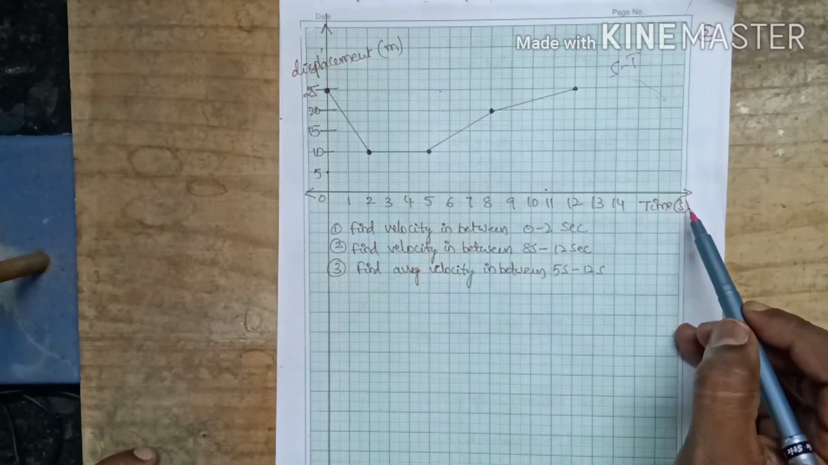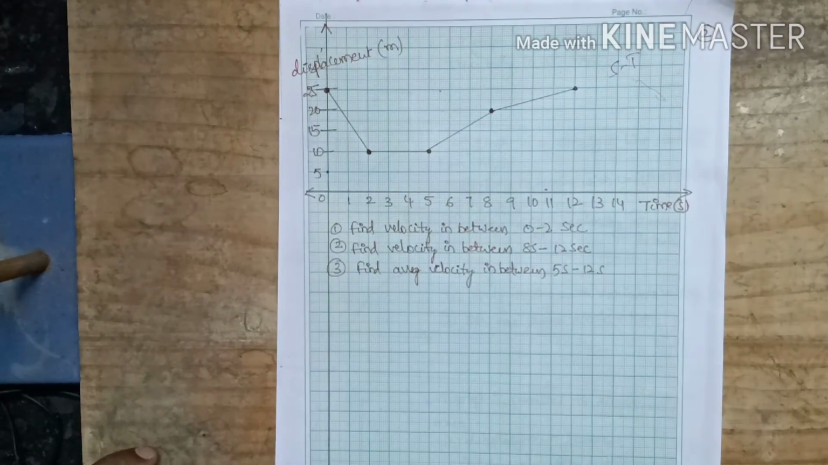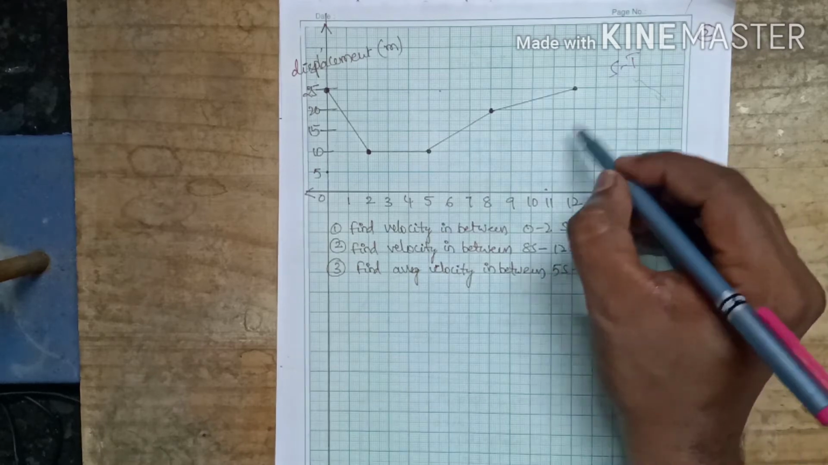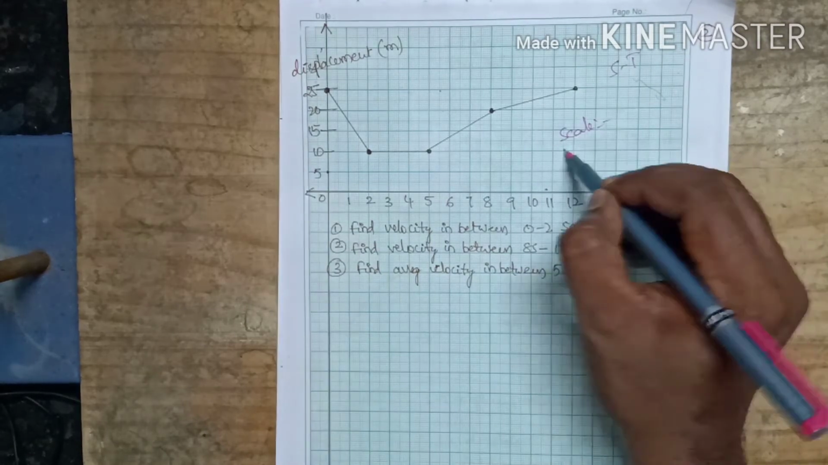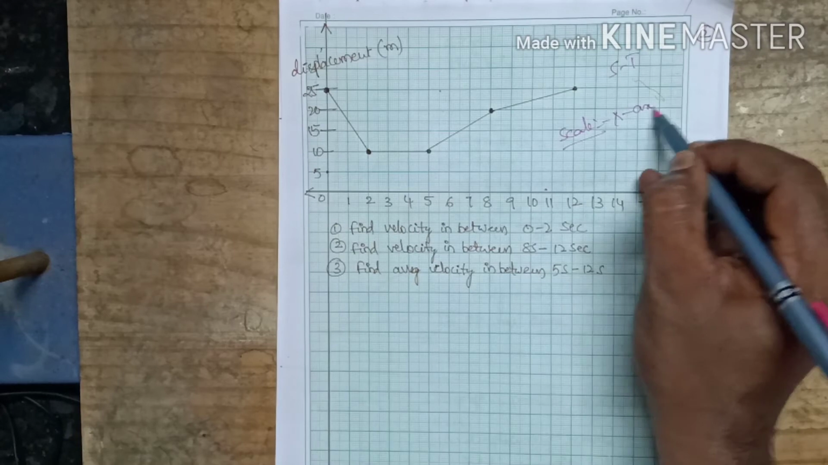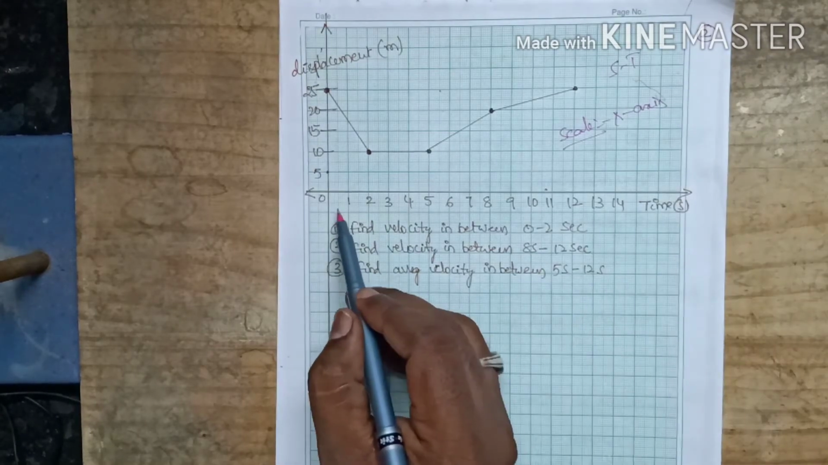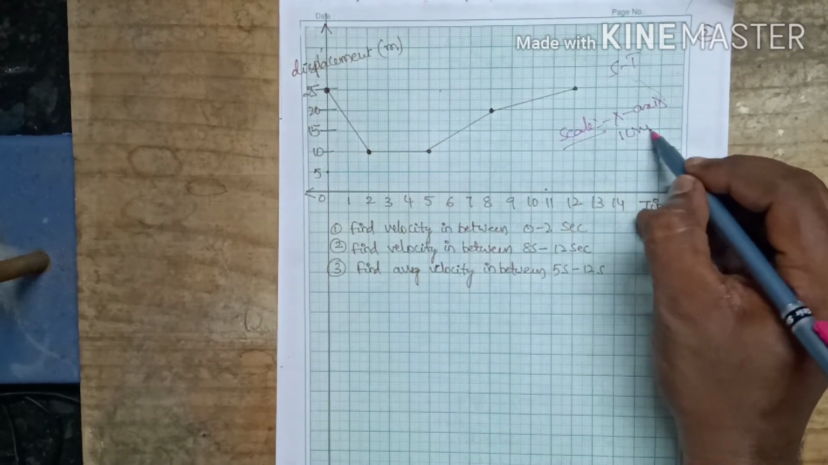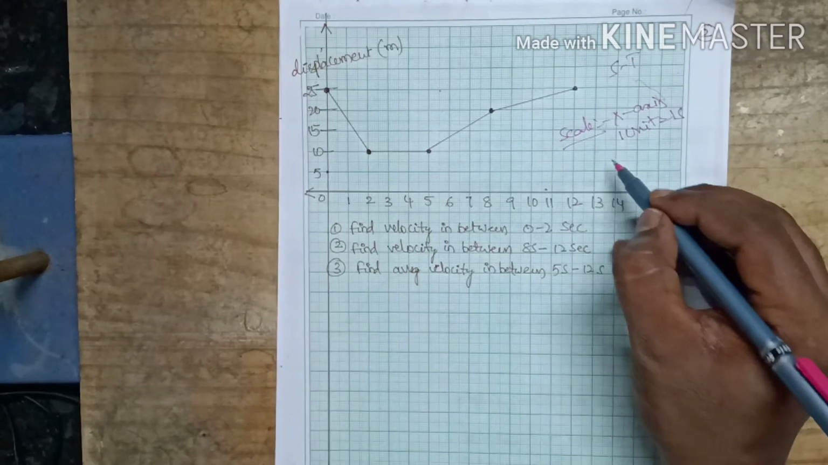Time is there along the x-axis, displacement is along the y-axis. Now, here, what is the scale? Scale is very important while drawing the graph. On the x-axis, that is nothing but the time axis, 0, 1, 2, 3, 4, successive units are there. So, 1 unit is equal to 1 second.